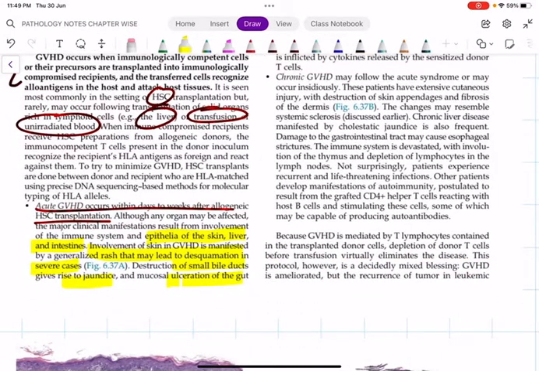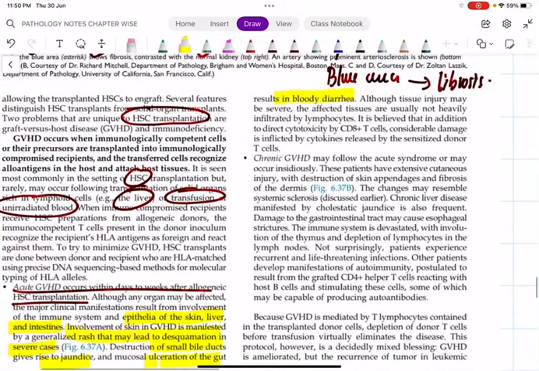All these are points. Epithelium of the skin, liver, intestine. Three organs we are going to discuss. What is the manifestation in skin? Generalized rashes. What happens in liver? Jaundice. Ulceration of the gut leads to bloody diarrhea. What is the reason behind it? The reason behind it is direct attack by cytotoxic T lymphocytes.